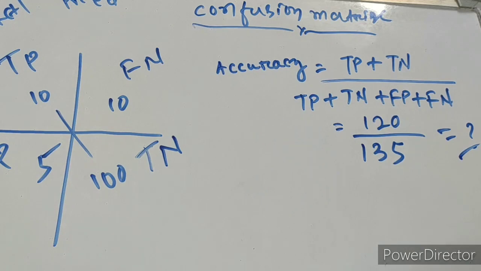But in this scenario, do we understand how many true positive records are present, or how many true negative records are present? For that, a different concept comes in: precision and recall. So we will now understand what precision and recall are.